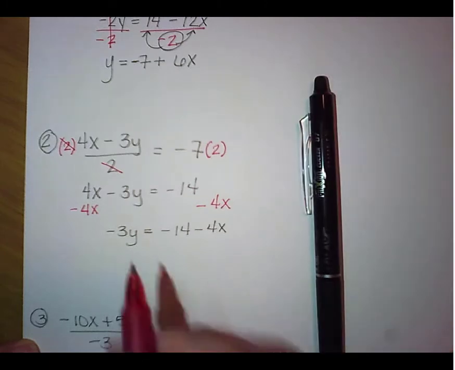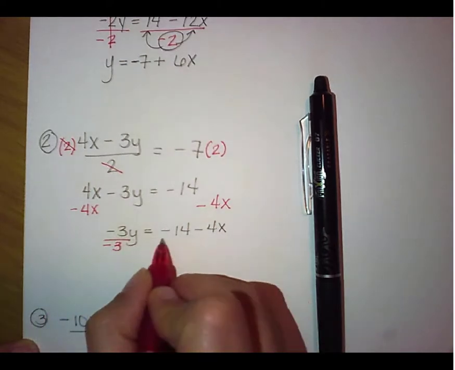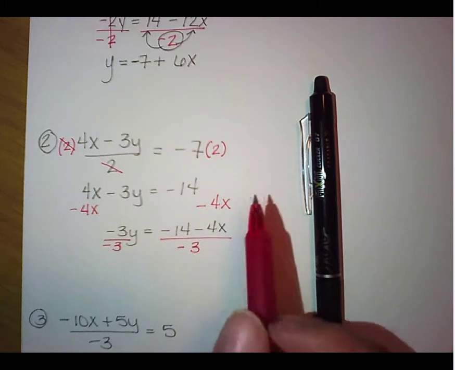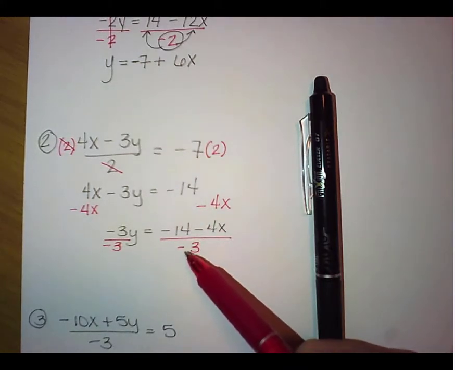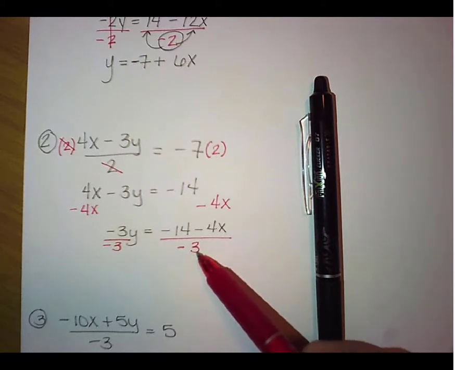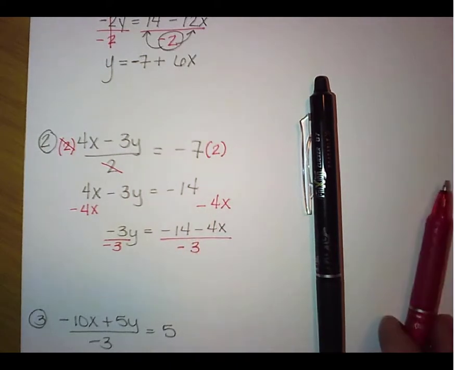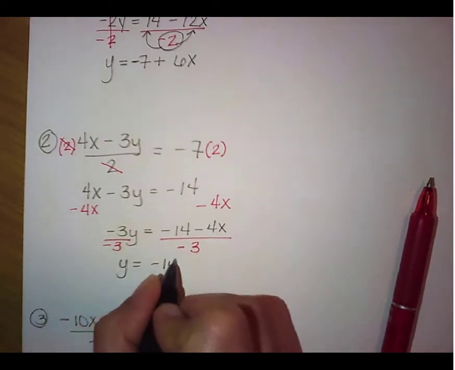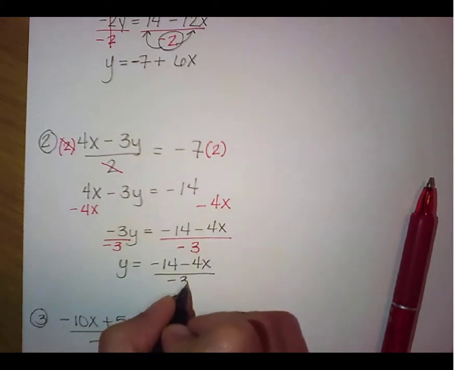The next thing we're going to do is divide by that negative 3, because it's multiplied by my y. So I'm going to divide this whole thing by negative 3. Now in the previous problem where we had the 2, it divided into both the 14 and the 12. But in this case, 3 doesn't divide into 14, and 3 does not divide into 4. So we can't reduce that any more than what it is. So we can put y equals negative 14 minus 4x all divided by negative 3.